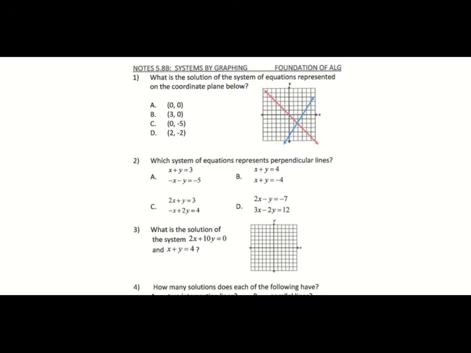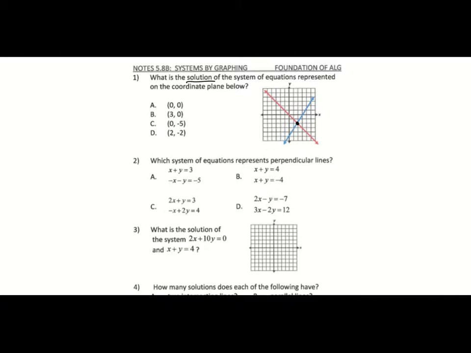Alright, in 5.8b we're going to look at a couple more examples of systems by graphing. So in our first example, it already graphed the equations for us. It's just asking what is the solution of this system of equations represented on the coordinate plane below. If we look at our two lines, we can see that they come together right at this point. And we know there is one solution, and it is that point where our two lines come together.